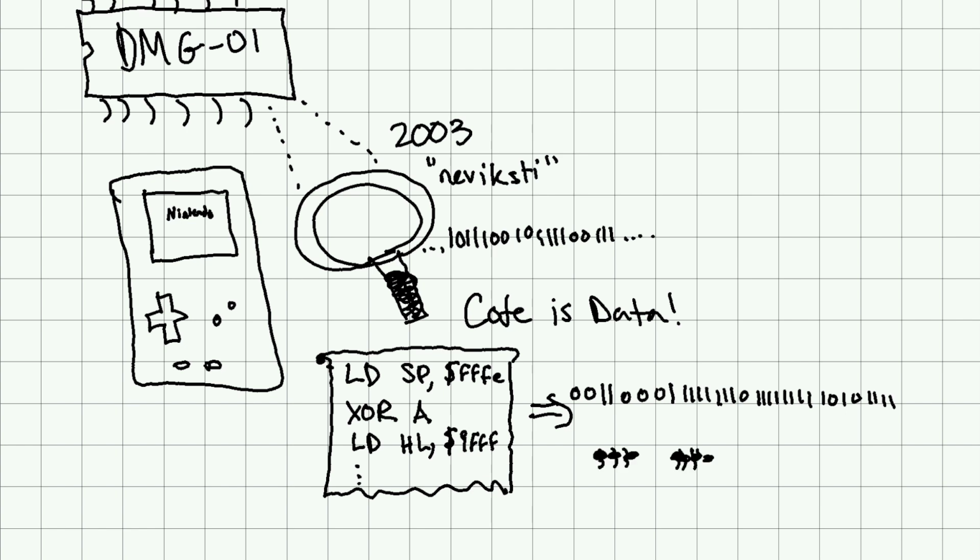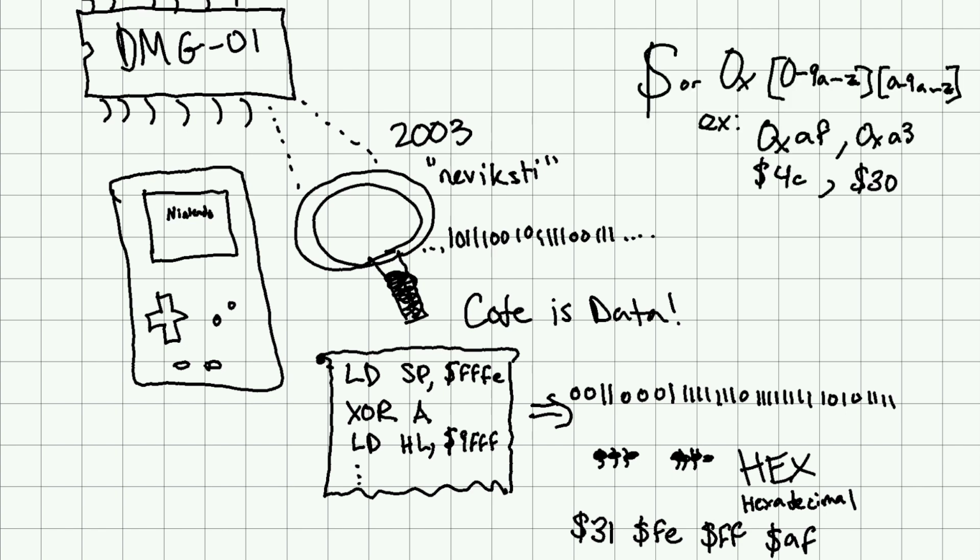We tend to use something called hex, or hexadecimal, which compresses the binary data into a more readable form. For example, this binary string corresponds to the hexadecimal 31 FE FF AF. By convention, we prefix hexadecimal numbers with either a $ sign or a 0x. A single byte is represented by two hexadecimal glyphs. Each hexadecimal glyph varies over 16 values, and 16 times 16 is 256. Examples are AF, A3, 4C, and 30. If you want to learn more, you should go check out the Wikipedia page on hexadecimal numbers.